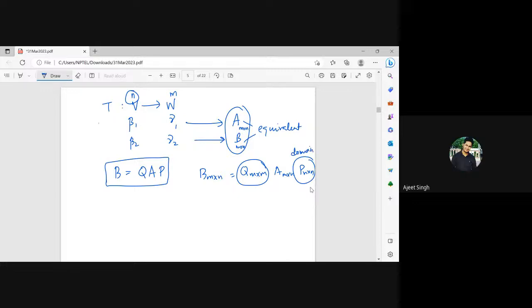Ma'am, can you repeat once more? So if I have a linear transformation from V to W, where V is n dimensional and W is m dimensional, then the matrix is going to be of this order, right? M cross n. Yes, ma'am. So if A and B are both m cross n, then B is equal to QAP. Q will be m cross m and P will be n cross n. Right? Only then this equation will be satisfied, right? Yes. So that P, if it is n cross n, then it has to be from the domain, right? Because codomain is m.